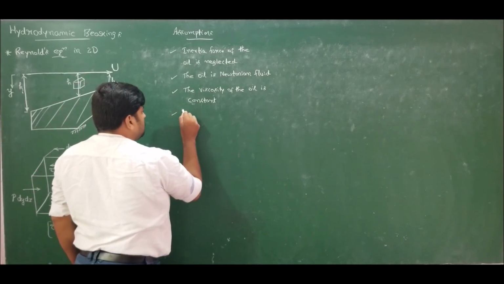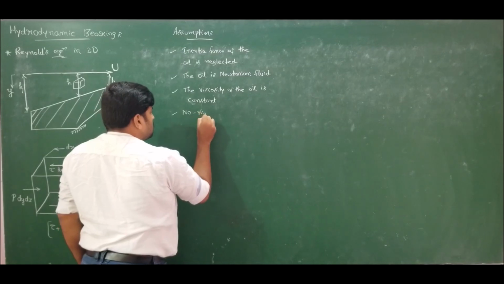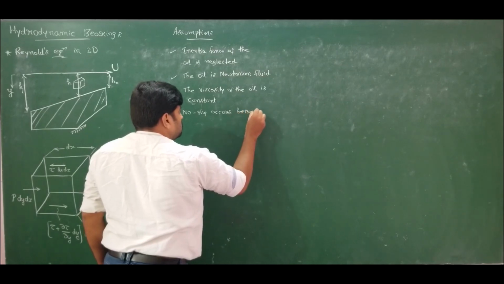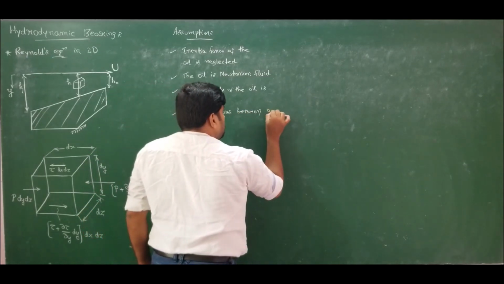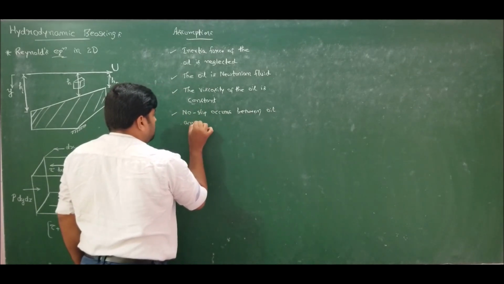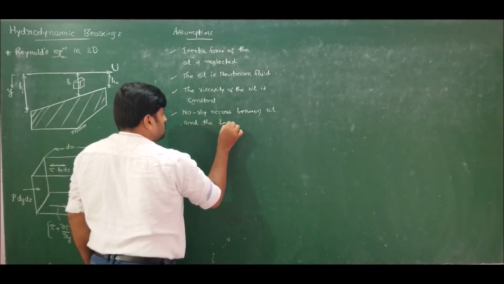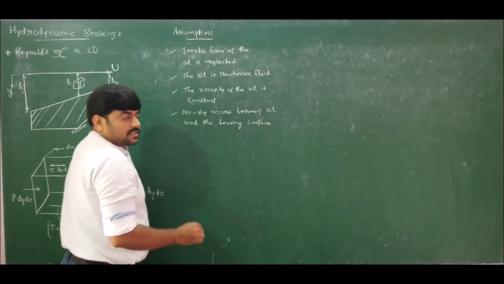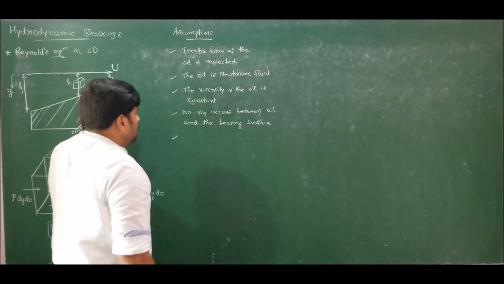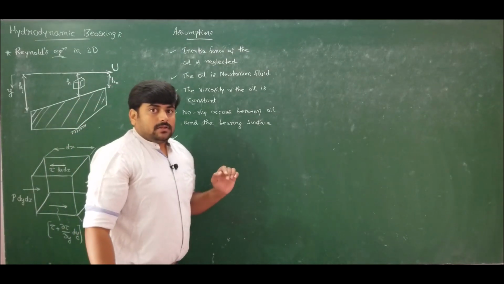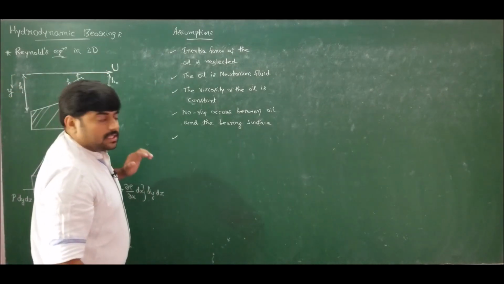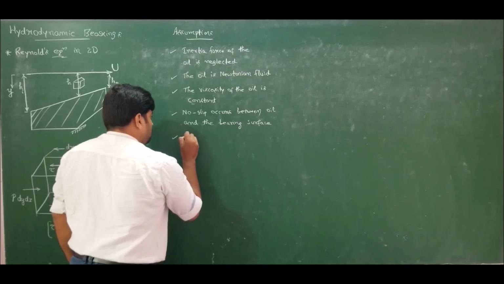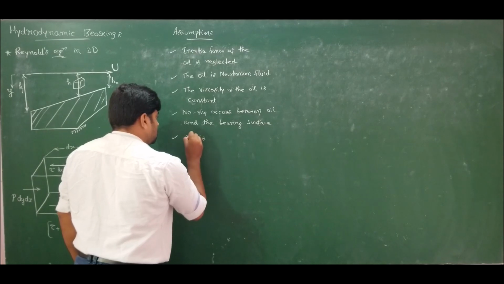So the next assumption is that no slip occurs between the oil or lubricant and the bearing surface. Next assumption is that the oil is considered to be incompressible, which means that the volume flow rate is constant. That is, the lubricant oil is incompressible.